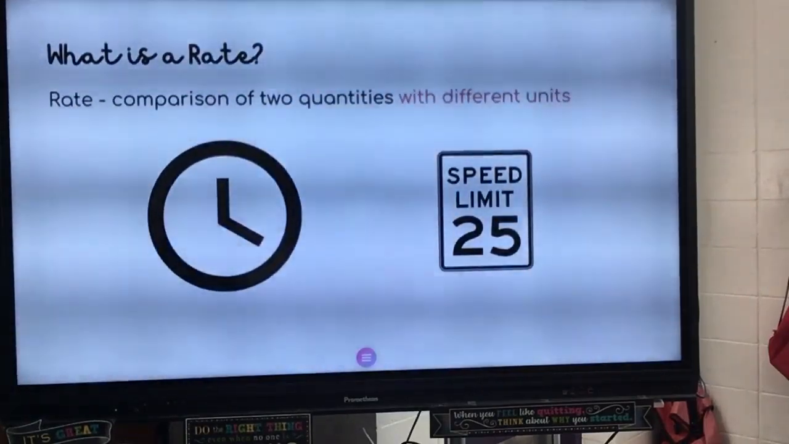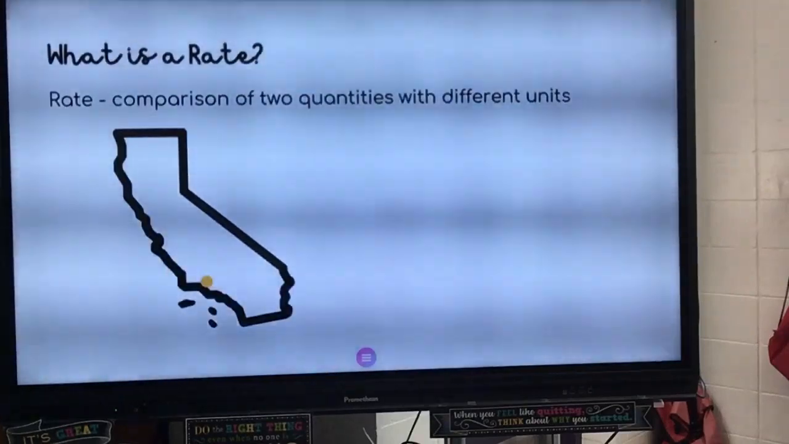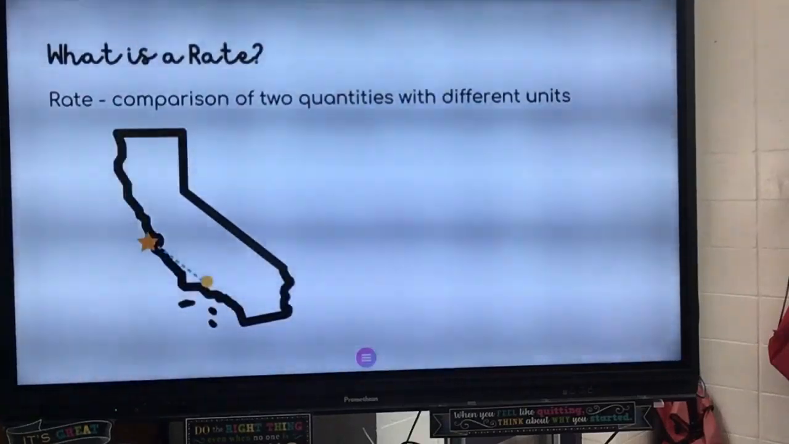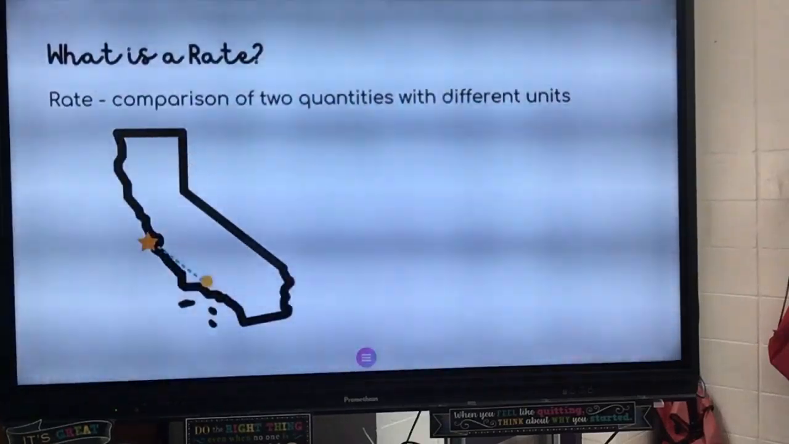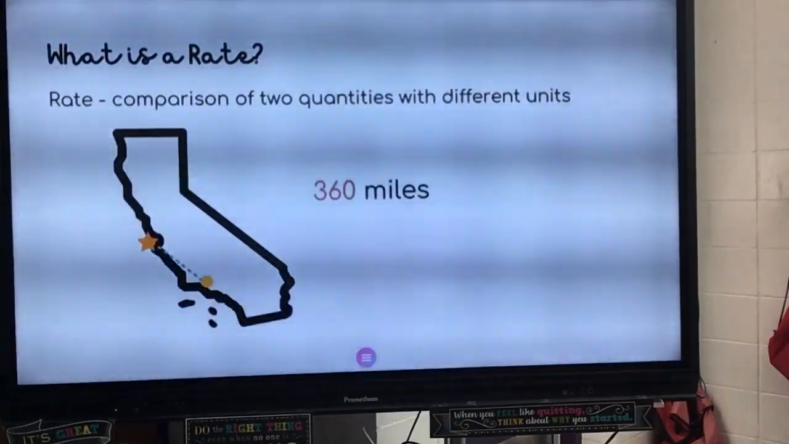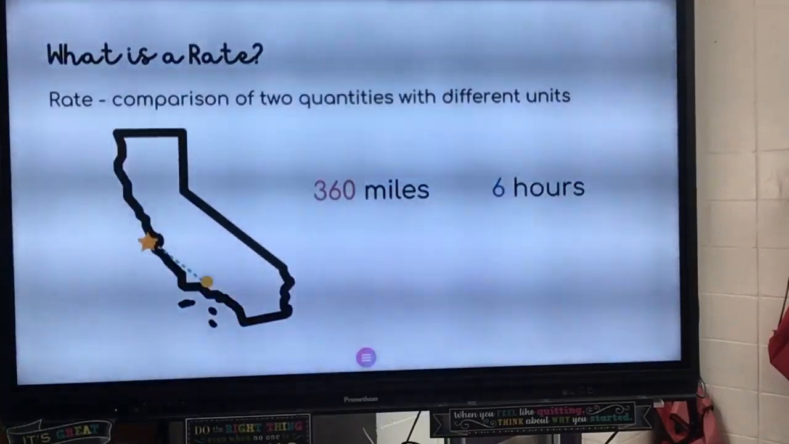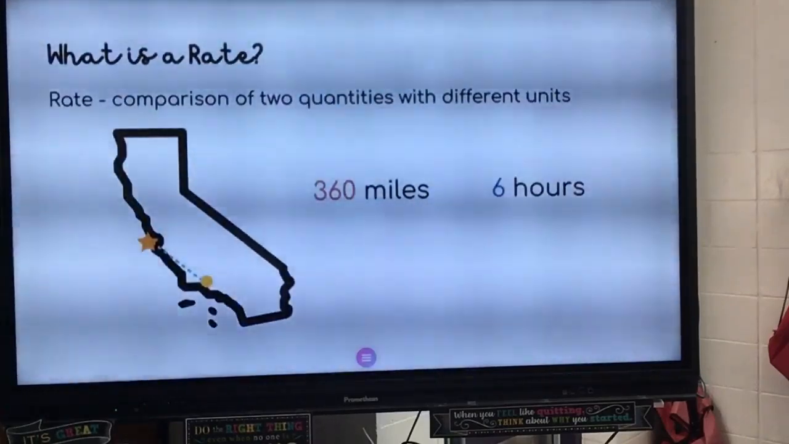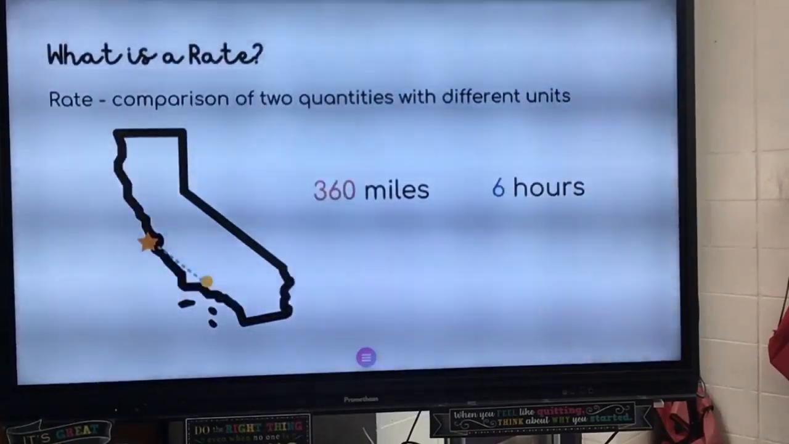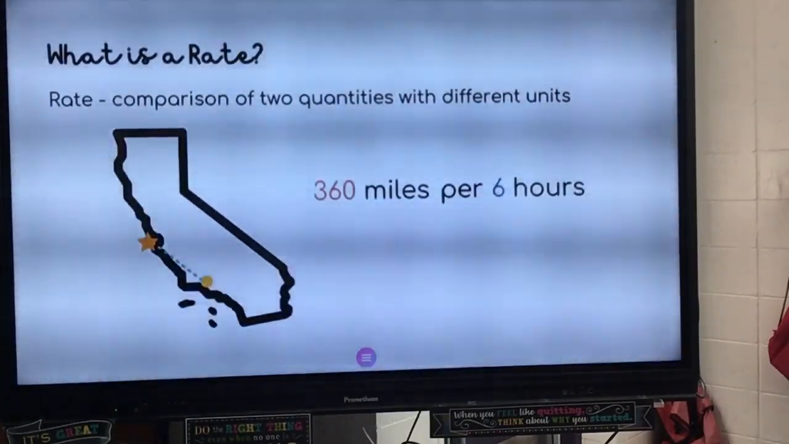Let's look at if you're on a road trip from Los Angeles, California to San Francisco, California. The distance between these two cities is 360 miles. It'll take you about 6 hours without traffic to get there. So the rate you'll be going is 360 miles per 6 hours.